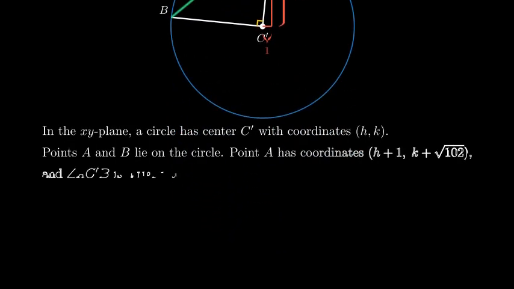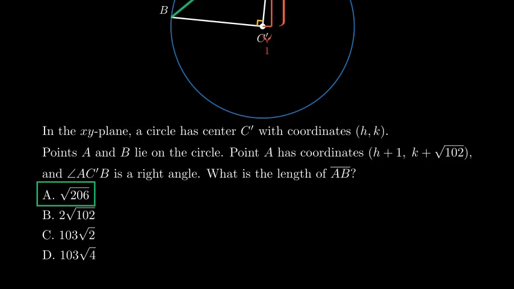The key idea is that a right central angle makes the chord equal to r times square root of 2. So once we found the radius, the chord followed immediately.